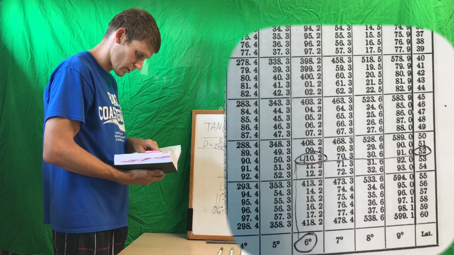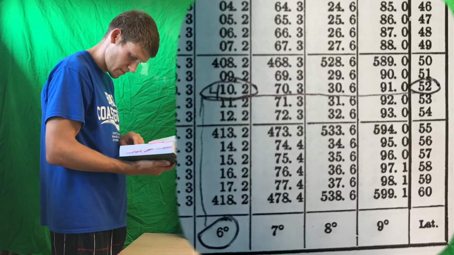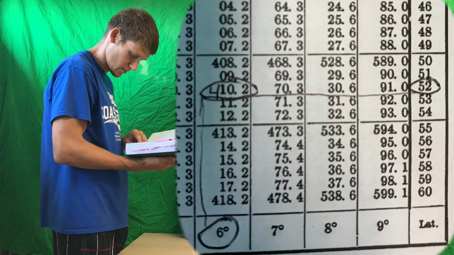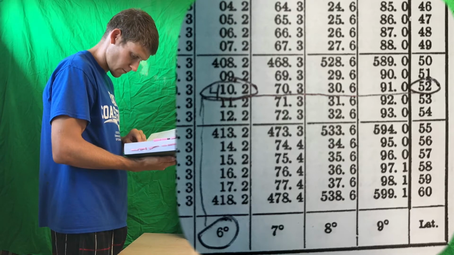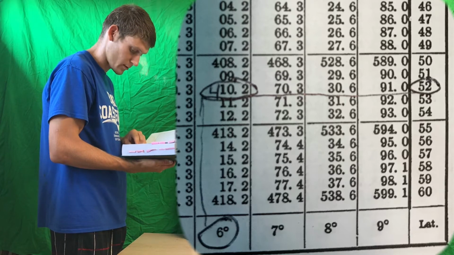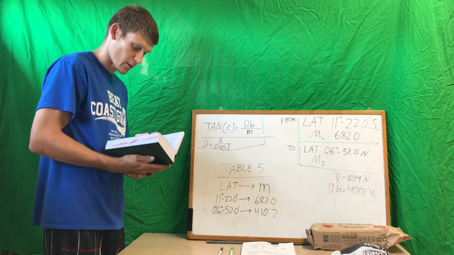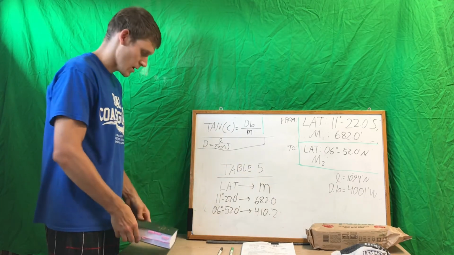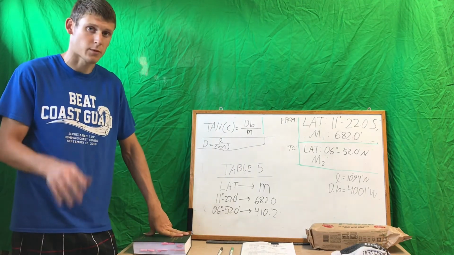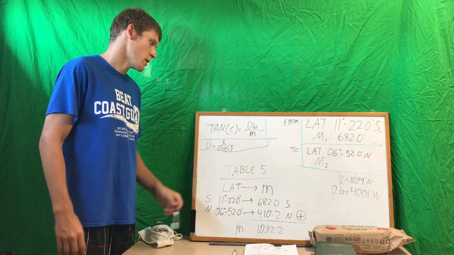So 6 degree column, all the way down to 52 minutes is going to get us 410.2. So you find that, and then you make a little note. And in the next step, we have to find the difference between these meridian parts. Alright, so we found M1 and we found M2.